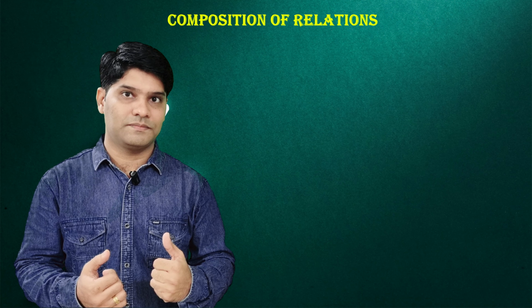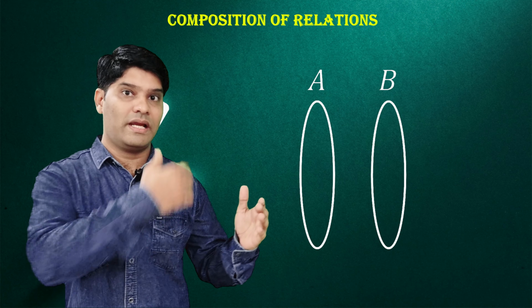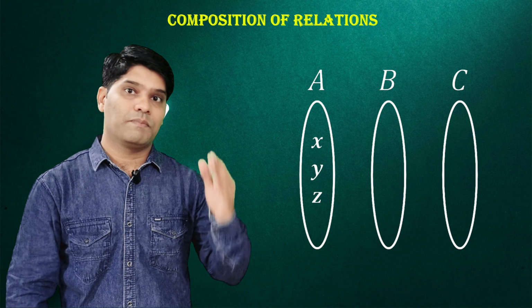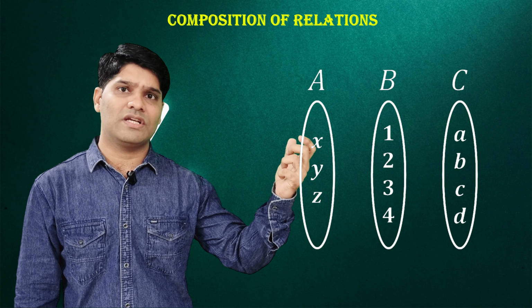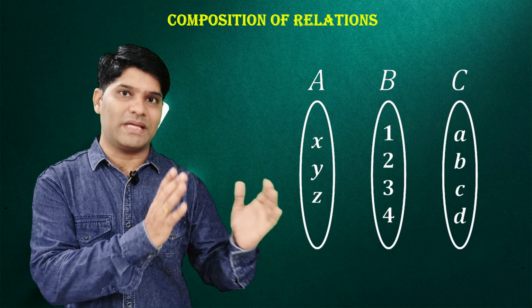आज हम एक नए टाइप के रिलेशन के बारे में पढ़ेंगे, नेमली composition of two relations. Okay, so let me have three sets A, B and C. A consisting of X, Y, Z, B consisting of 1, 2, 3, 4 and C consisting of a, b, c, d. Now focus at A and B.